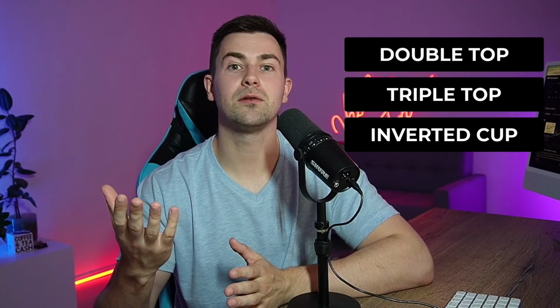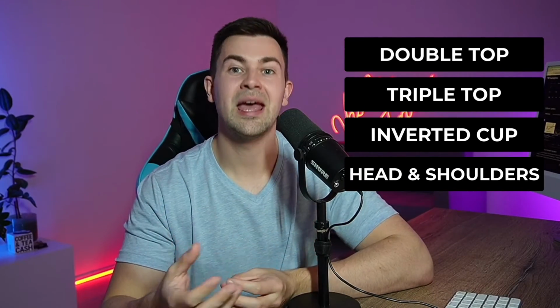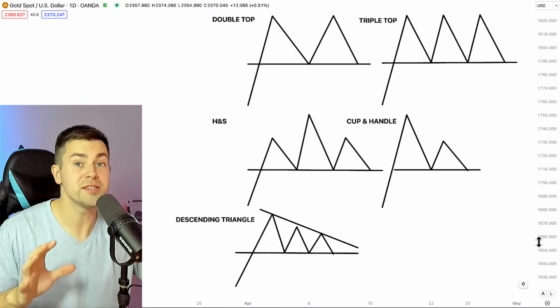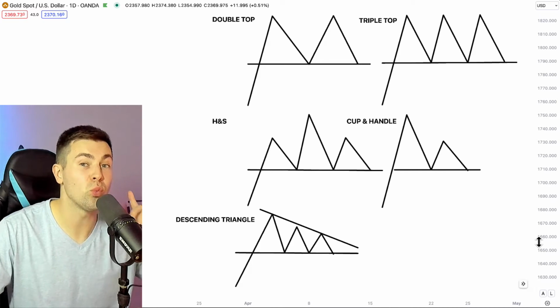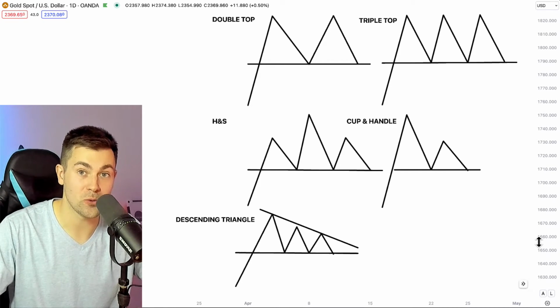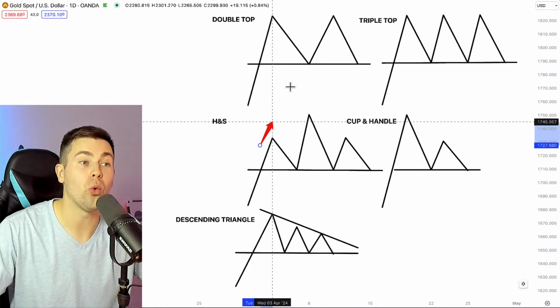Double top, triple top, inverted cup and handle formation, head and shoulders pattern, and the descending triangle. These five bearish patterns will be called the horizontal patterns because there's one element that unites all these patterns, the horizontal neckline. And once you spotted a bearish pattern, again, you should wait for the signal.